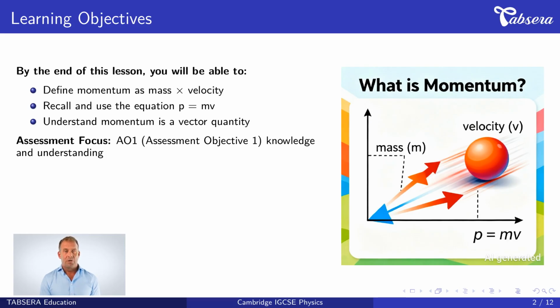Second, recall and use the equation P equals mv, where P represents momentum, m represents mass, and v represents velocity. Third, understand momentum is a vector quantity, meaning it has both magnitude and direction. These objectives align with Assessment Objective 1, focusing on scientific knowledge and understanding.